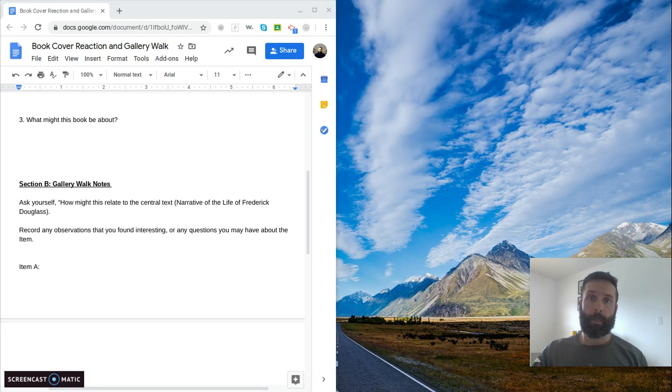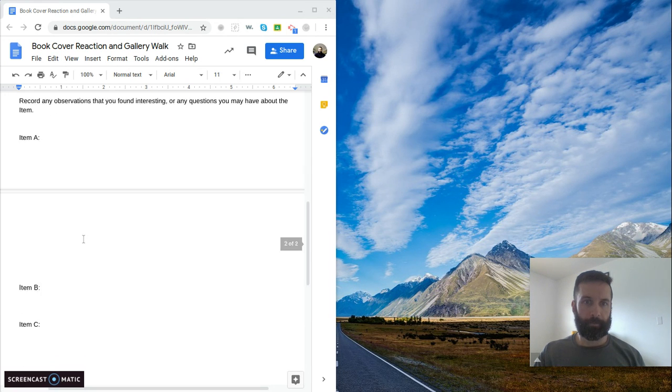Just as a reminder, you can have my video going on one side of your screen and the Google Doc on the other side, so you can pause and respond as we go through each of these items in the gallery walk. To make things a little more convenient for you, as you can see, I already have my gallery walk notes, section B, on this side of the screen.